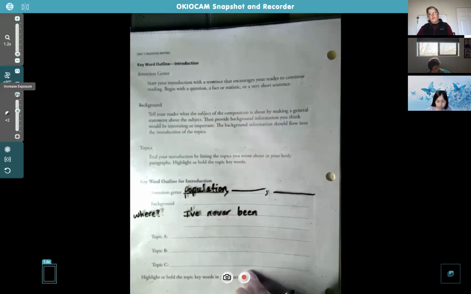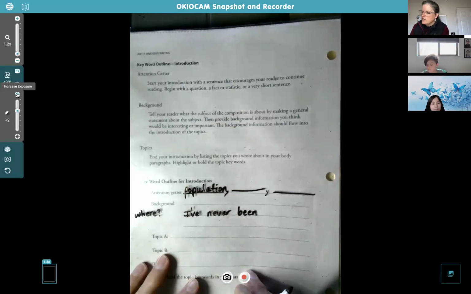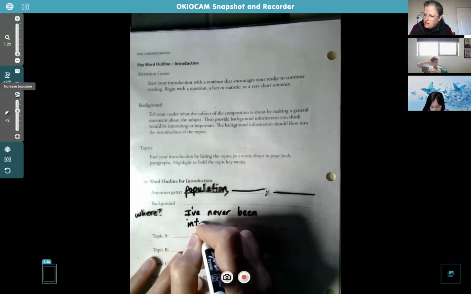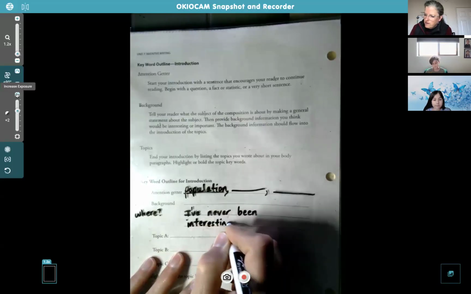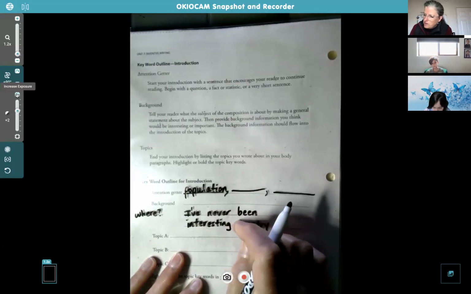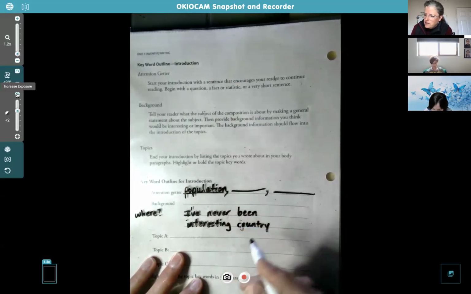How about you, Lizzie? Why did you pick Japan to write about? Because I think it's an interesting country, and it's also where my mom's favorite animal, pandas, are. Okay, so you could talk about that. Interesting country. So I'm just putting some notes here. Obviously you're going to turn these into sentences.